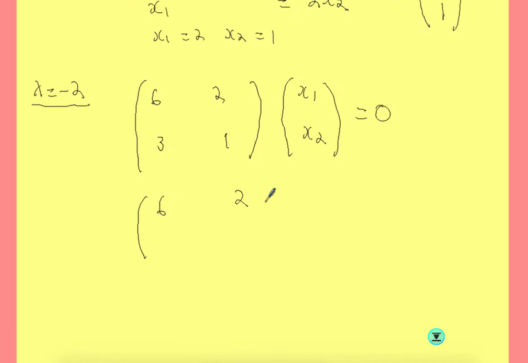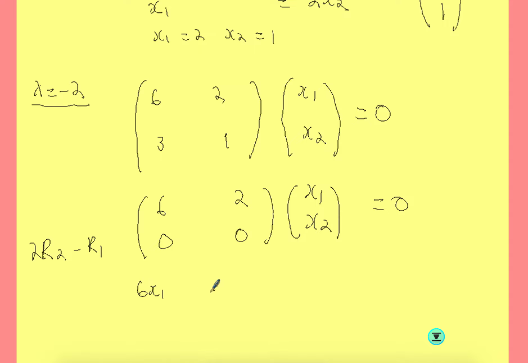So that's going to be 2R2 take away R1. Because 2 of these take away one of those would be 0. 2 of these take away one of those is going to be 0. So again, the bottom row is 0. So 6x1 plus 2x2 is equal to 0.